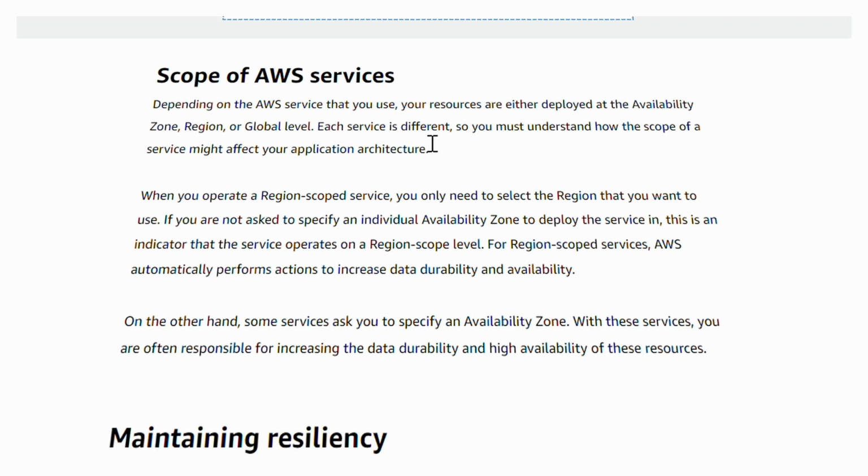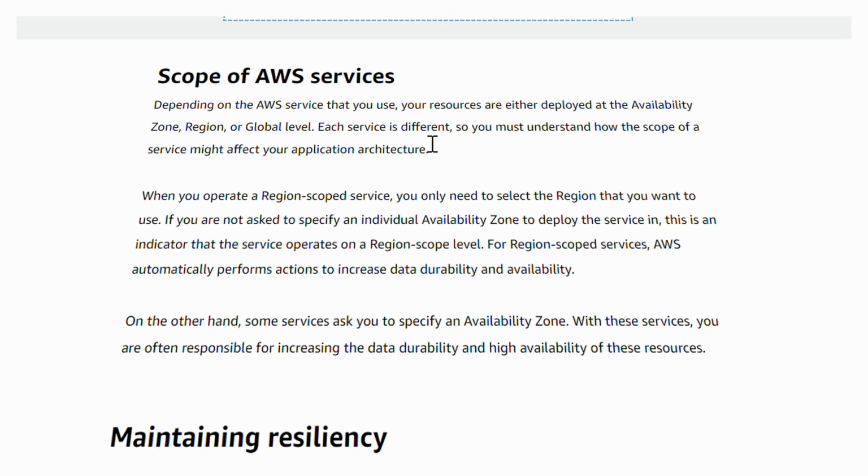EC2 is one of them. Then we have S3 for storage. We have EBS, Elastic Block Store, which is also part of EC2, and several others.